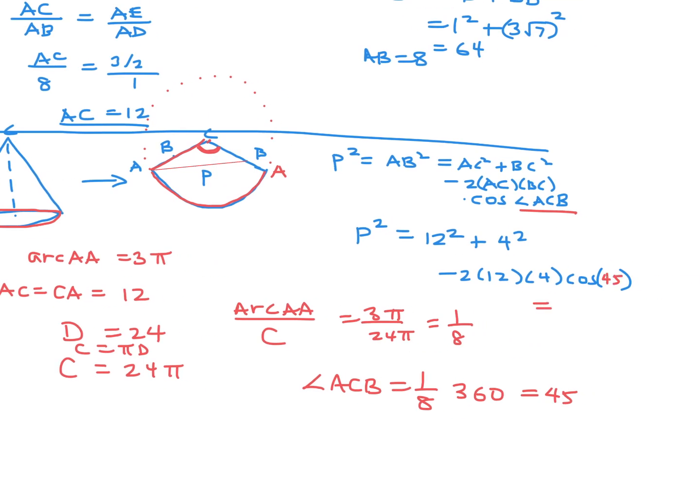Okay. And then when you crunch those numbers out, you will get, let's see here, 144 plus 16, so 160. And then we have 24 times 4, which is... wait, hold on. 24 times 4 is not 48, it's 96. So minus 96. And then the cos of 45, I believe, is root 2 over 2. So it would be 160 minus 48 root 2. So that is the answer for P squared.